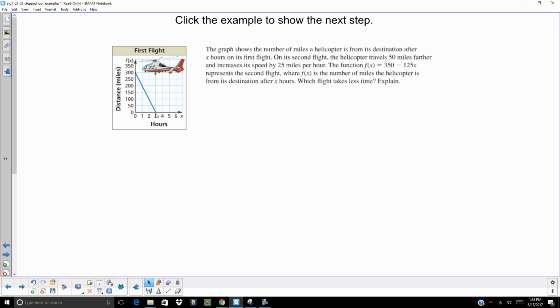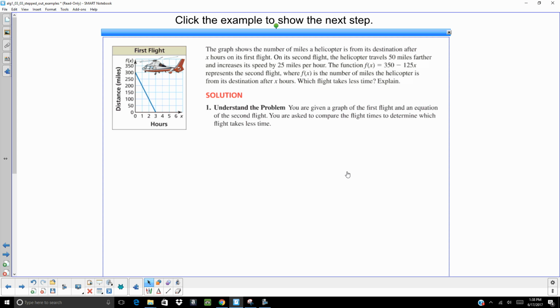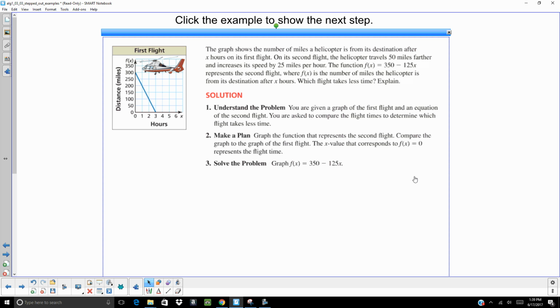So we've got our first flight right there, and then our second flight, they're giving us an equation. So kind of need to understand. The first flight is kind of a picture representation. The second flight, they're giving us an equation, and they're asking us to compare flight times. So what we need to do is graph the function that represents the second flight, compare the graph to the graph of the first flight, and then go from there.